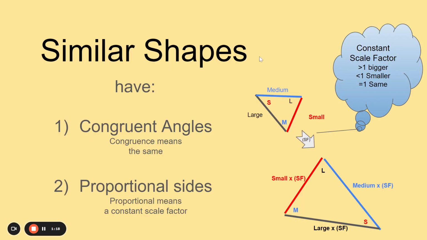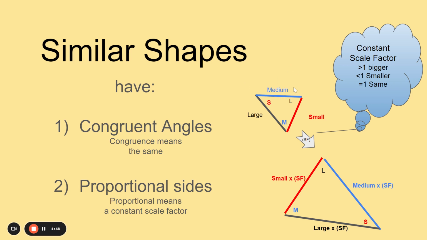So now to the main theme, similar shapes. These two rules are good for all shapes whatsoever. Anything that's a shape that's similar has to have congruent angles, meaning that the angles are the same, and proportional sides. Proportional is the reason why we talked about scale factor before, because proportional means that it has a constant scale factor. All the sides of the shape have the same scale factor. It's consistent.